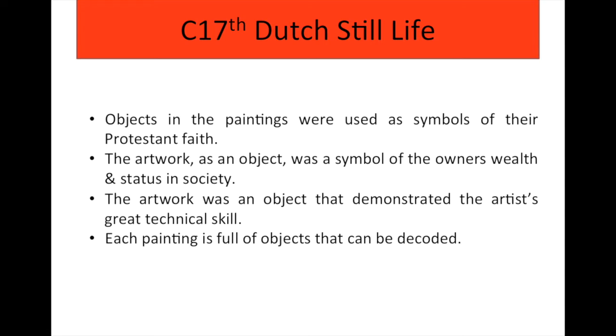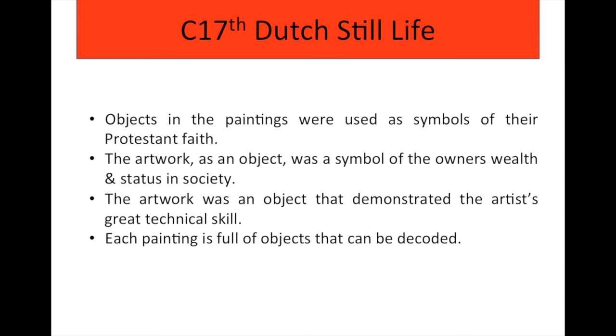Now, essentially, we've already learned over and over again that there are three main aspects of the Dutch still life painting that we need to always remember. These three things are that their paintings were used as symbols of their Protestant faith, and the objects in each painting were symbolic in different facets of those sorts of things. Also, the artwork as an object itself was a symbol of the owner's wealth and status in society. And for the artist, the painting or the object of the painting was a vehicle for them to be able to demonstrate their great technical skill.